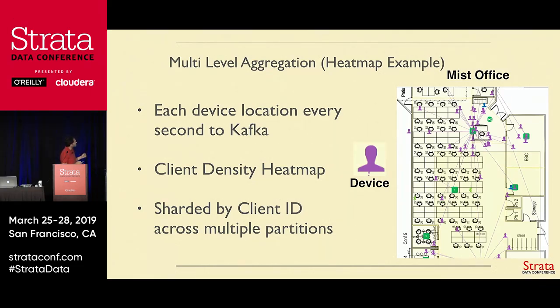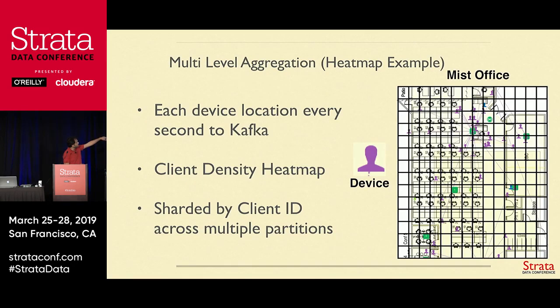Each of these devices reports its location every second, and those locations go into Kafka. Because there's a lot of data coming in since we have grown, we have partitioned those locations into different Kafka partitions, because one aggregation task cannot handle it.